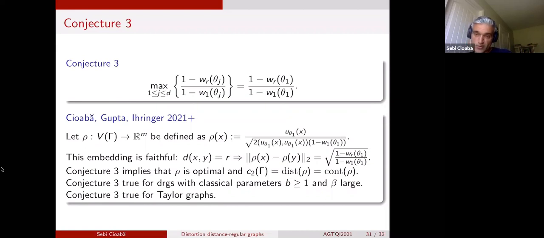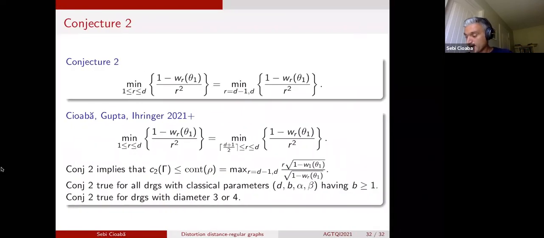We checked that this is true for all graphs with classical parameters, with b greater or equal to 1 and beta sufficiently large. And we also checked that it's true for Taylor graphs. So we haven't found counterexamples at diameter 3. Conjecture 2 is in some sense a distance conjecture. You're looking only at this cosine sequence associated with θ1, and you're comparing these weird quantities with each other. It's known that the sequence W0 starts at 1, and then it's going to go down for θ1.